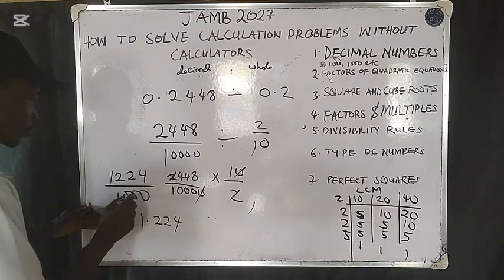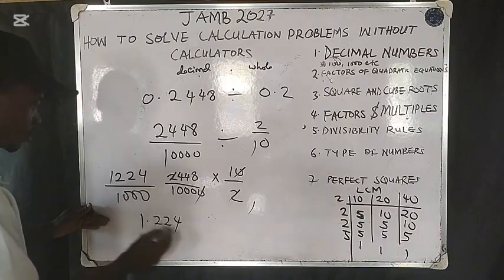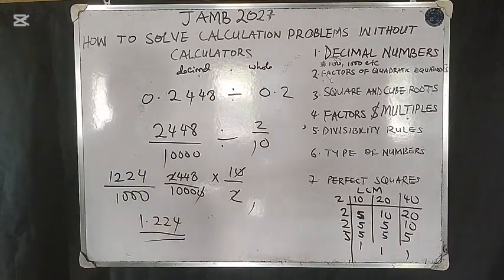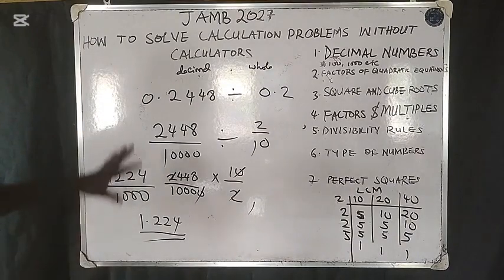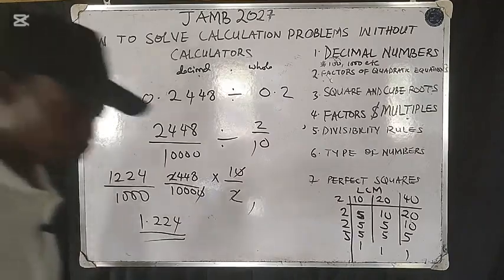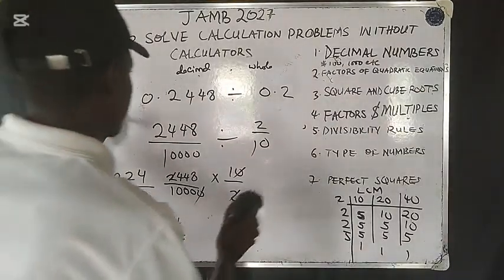So you are counting 1, 2, 3. So 1, 2, 3. Put decimal. So this is the final answer. Is that okay? This is how to divide decimal numbers. Is that okay?